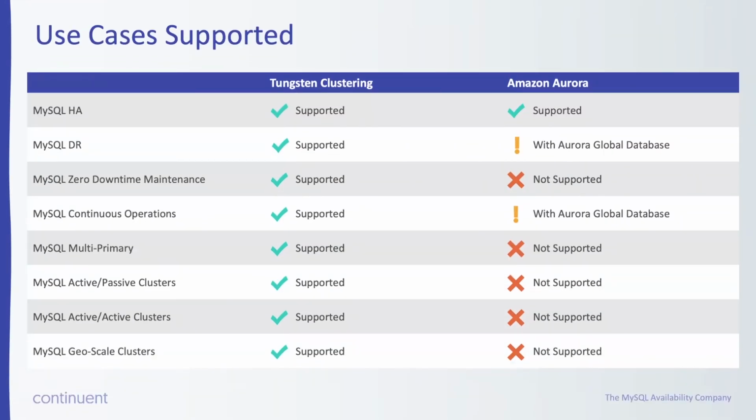So the use cases that are supported, right? We see that when it comes to high availability, DR, zero downtime maintenance, continuous operations, and then all the geo-scale, multi-primary, active-active, active-passive, and geo-scale, we see that Tungsten is really made from the ground up to support all this. And with Aurora, the strength there is local HA. That's the big strength with Aurora.